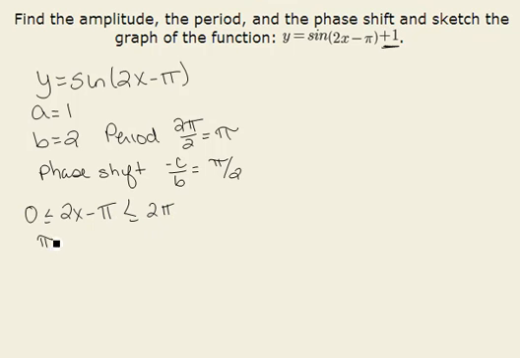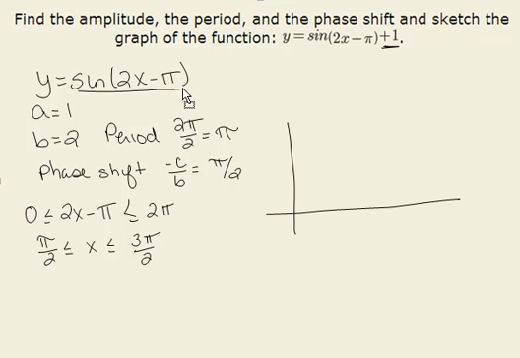If we add pi to both sides and divide by 2, we will see that our one cycle interval goes from pi over 2 to 3 pi over 2, giving us a period of pi units. We will now sketch 1 full cycle of y equal to sine of 2x minus pi, still knowing that we have to take care of the vertical shift.